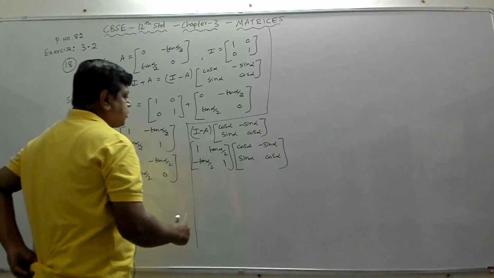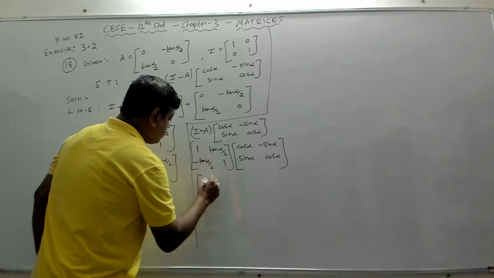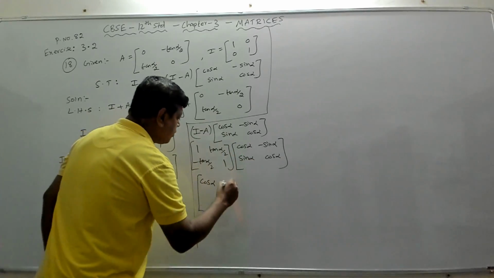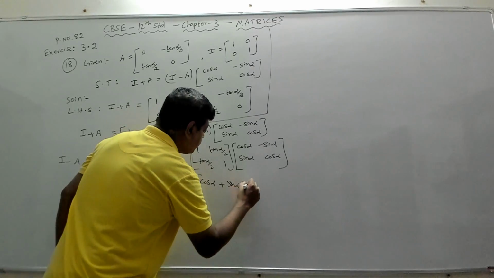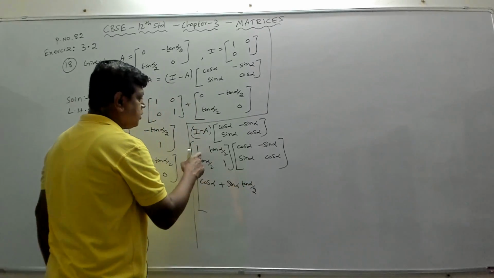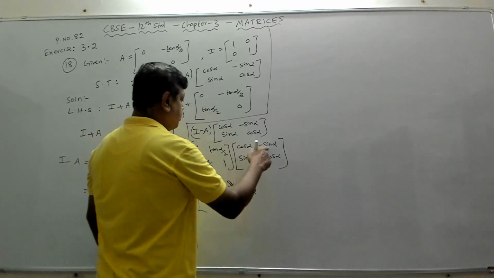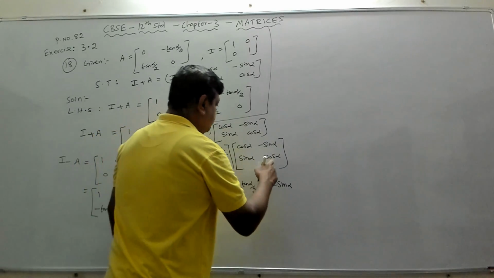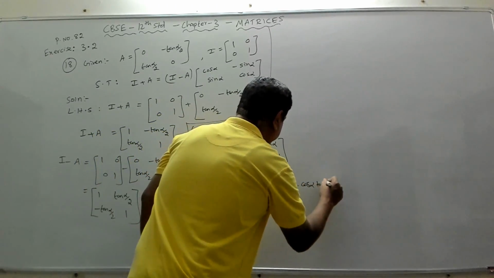If you multiply this, what do we get? 1 into cos alpha is cos alpha. That's first row with first column. Then sin alpha into tan alpha by 2 is sin alpha tan alpha by 2. This into this plus this into this, that is the first element. Then 1 into minus sin alpha is minus sin alpha. Then tan alpha by 2 into cos alpha is plus cos alpha tan alpha by 2.